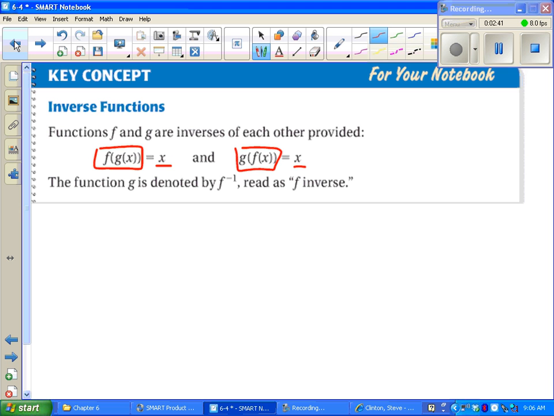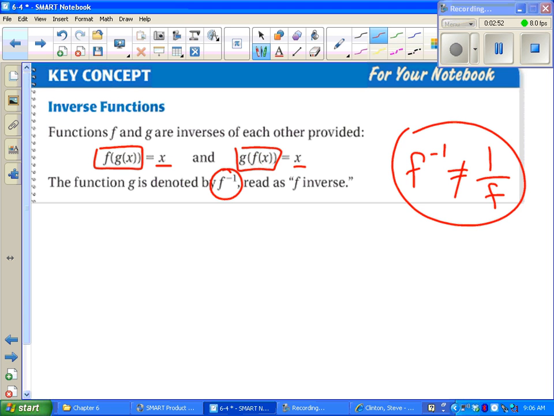One more thing to point out, f inverse is written like that. That means f inverse. It's confusing notation because it does not mean the same thing as this. It's bad notation, I know. Negative 1 normally means write 1 over something. But when we're dealing with a function, that negative 1 really means f inverse.